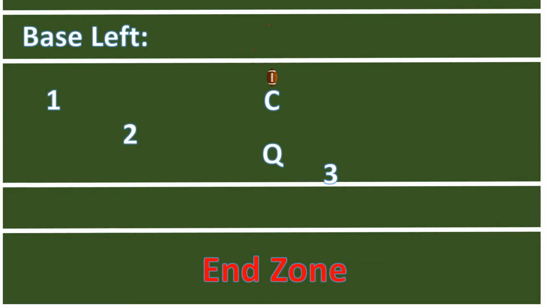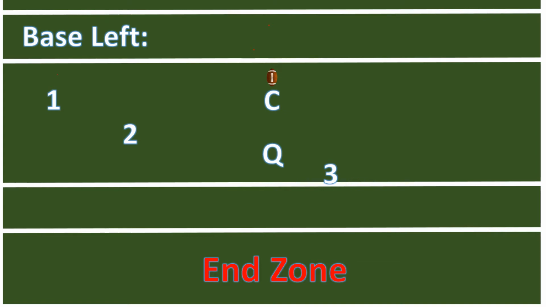There's a couple quick rules I want to remind you of. First of all, in base or any formation that we have, the center and the quarterback will always line up in the same spot. Let me repeat that. The quarterback and the center will always line up in the same spot. That means the center will be on the ball and the quarterback will be 5 yards deep.